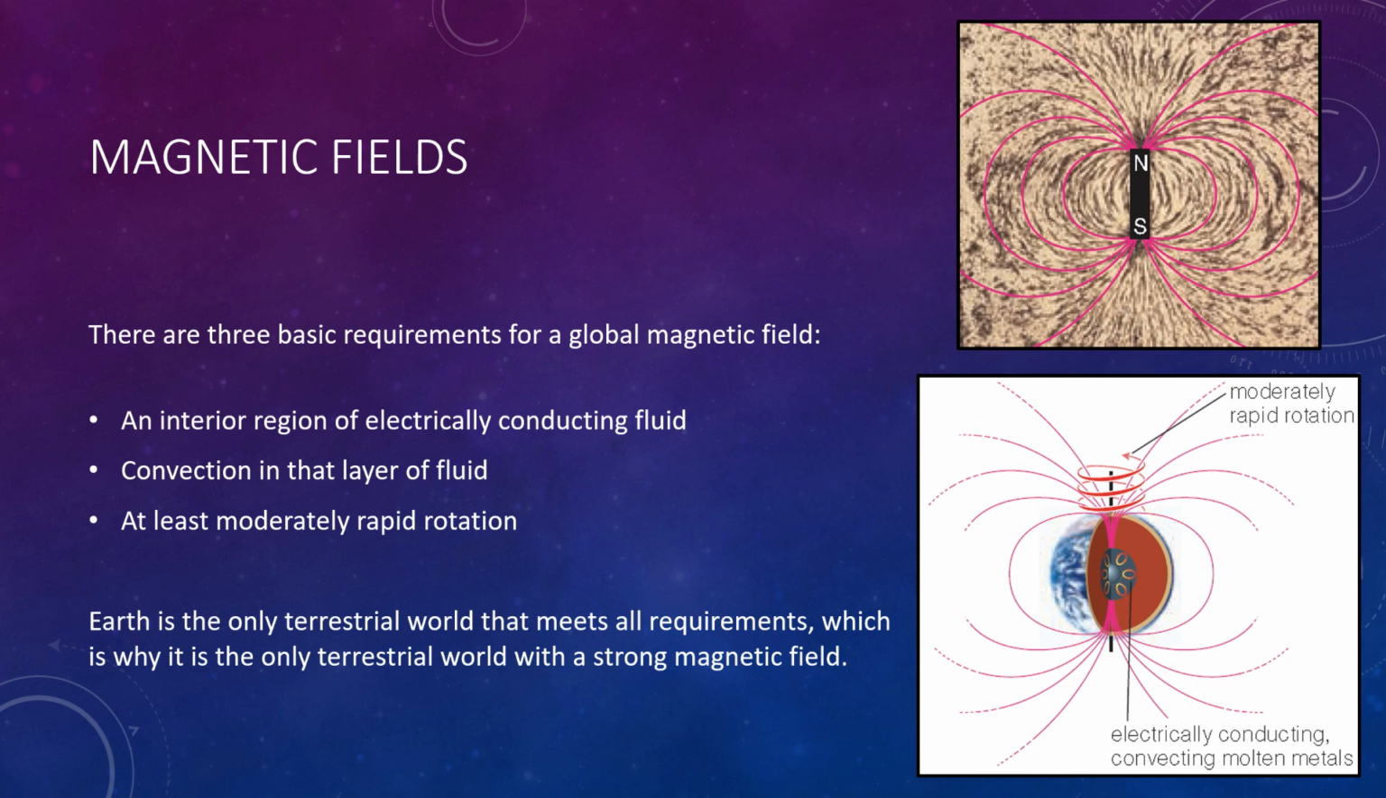The same three requirements for magnetic fields also apply to the Jovian planets and stars. For example, Jupiter's strong magnetic field comes from its rapid rotation and its layer of convective metallic hydrogen that conducts electricity. The Sun's magnetic field is generated by the combination of convection of plasma and rotation.